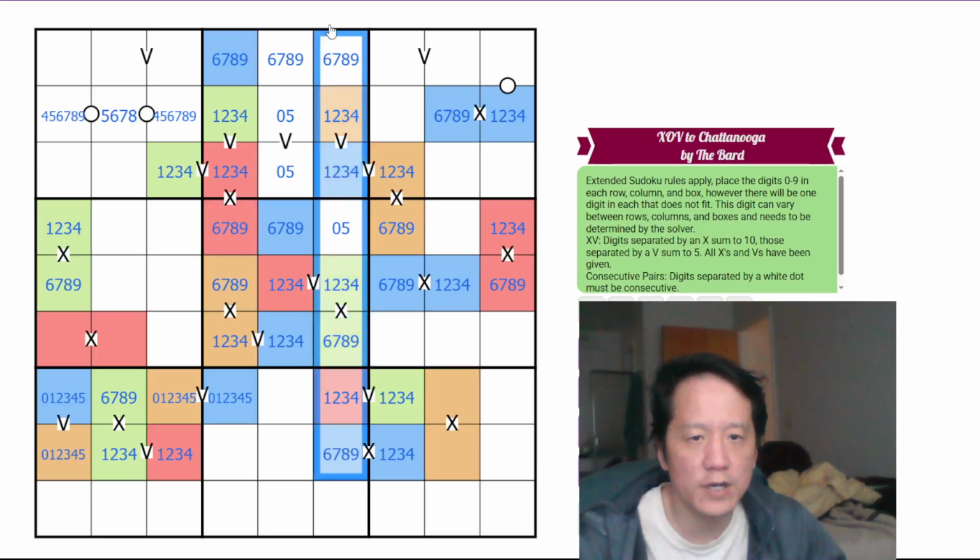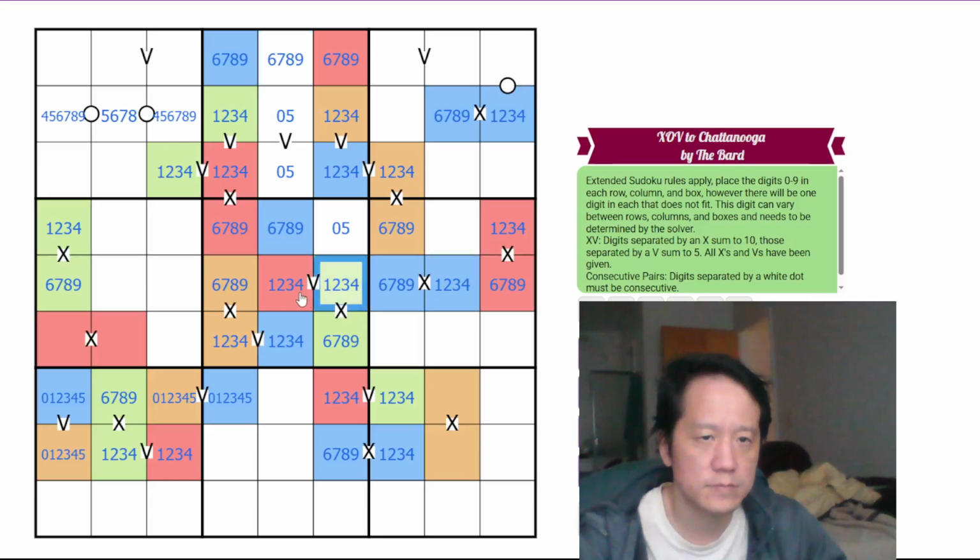We have green high, blue high, so that's eliminated green and blue here. This can't be orange high because, again, this would need to have an X next to it. Therefore, this is red high. I'm not sure which one this is. This could be 0 through 5 also.